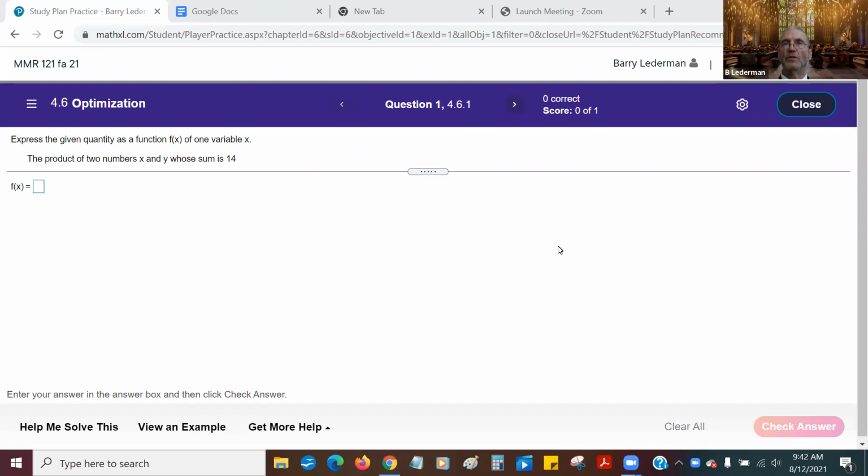Hi, everybody. We're doing 4.6 now, which is one of my favorites. I happen to love chapter 4. I like all of calculus, but these particular problems, the optimization. Optimization, we're going to see, is doing things in the most efficient manner, or getting the biggest bang for your buck, and so on and so forth.